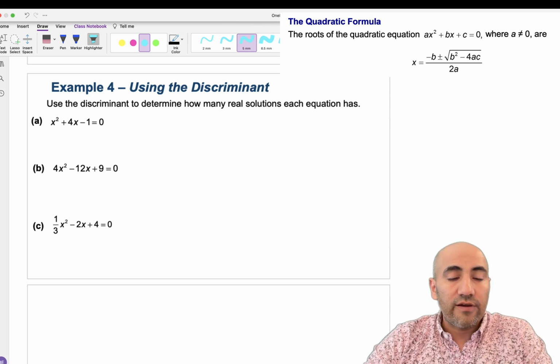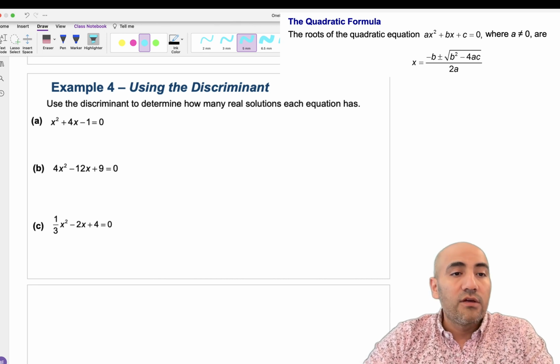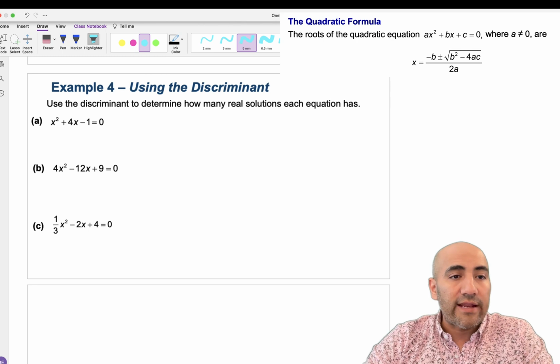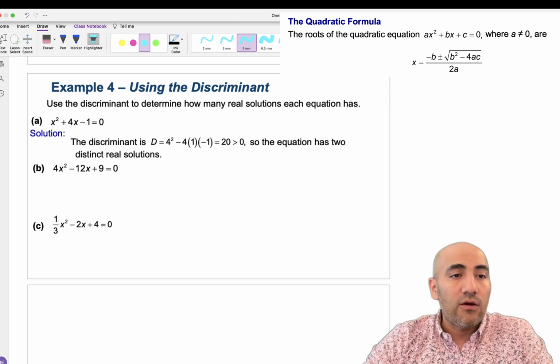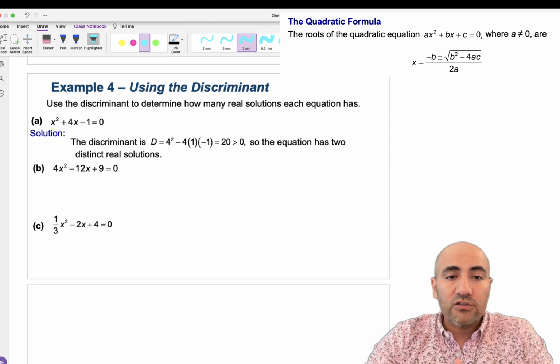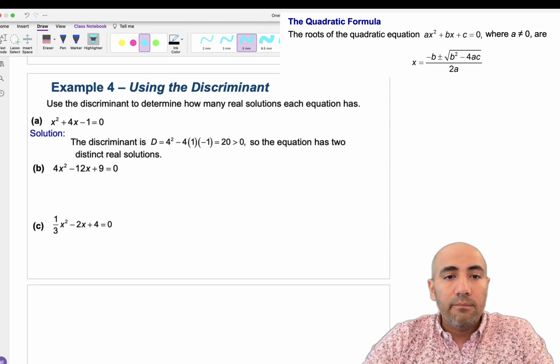So to figure that out, we can just calculate the little d value, the discriminant value. For the first one, we just have to identify it as a quadratic where the a value is 1, the b value is 4, and the c value is -1. And then we just plug it into our little formula, b squared minus 4ac. In this case, we get that it's equal to 20, which is greater than 0. So that tells me that there's going to be two real number solutions to this equation.